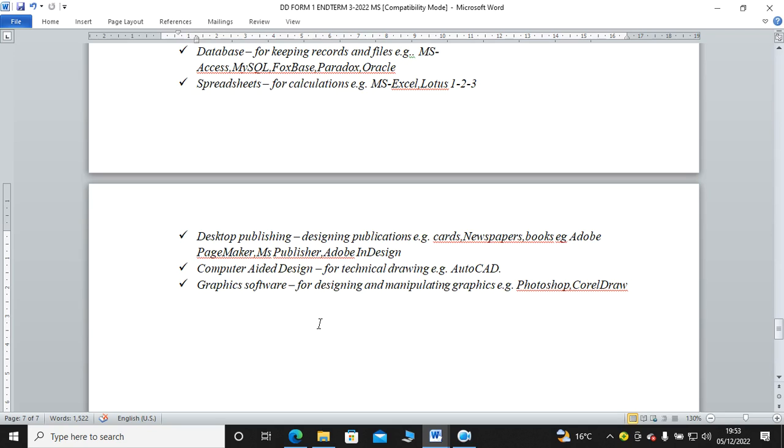So, guys, this is the paper that I wished we look together. This is Form 1 end of term exam.